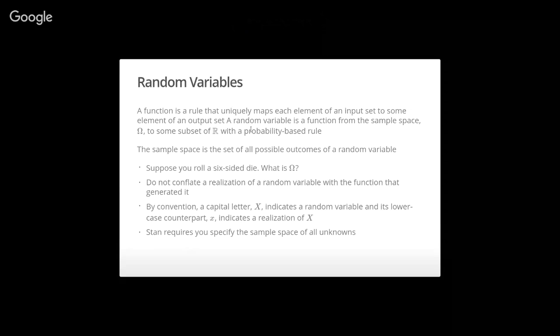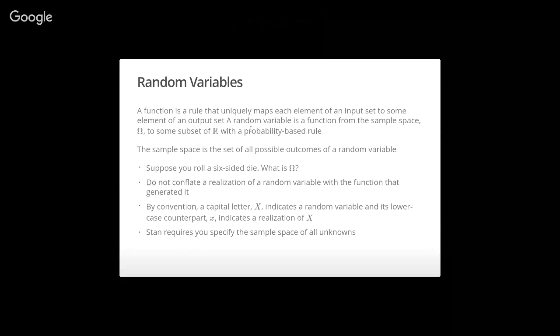But it's important not to conflate the realization of a random variable, like one roll of a die, with the process that generates it, or the function that generates it. So really, we're talking about the function where you roll a die here in most cases. And there's a convention that goes back a long way, before there was proper typesetting, to use a capital letter to indicate a random variable, which is a function or a process, and a lowercase letter, the same thing but in lowercase, to indicate a realization of that process.